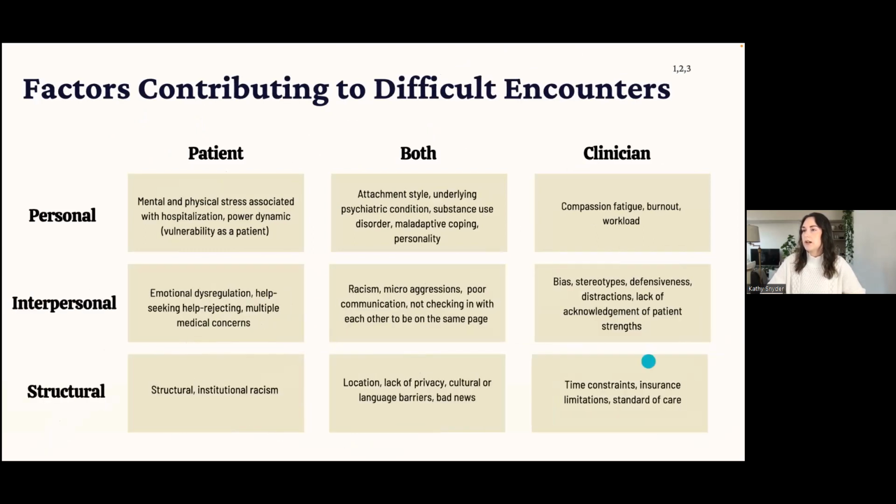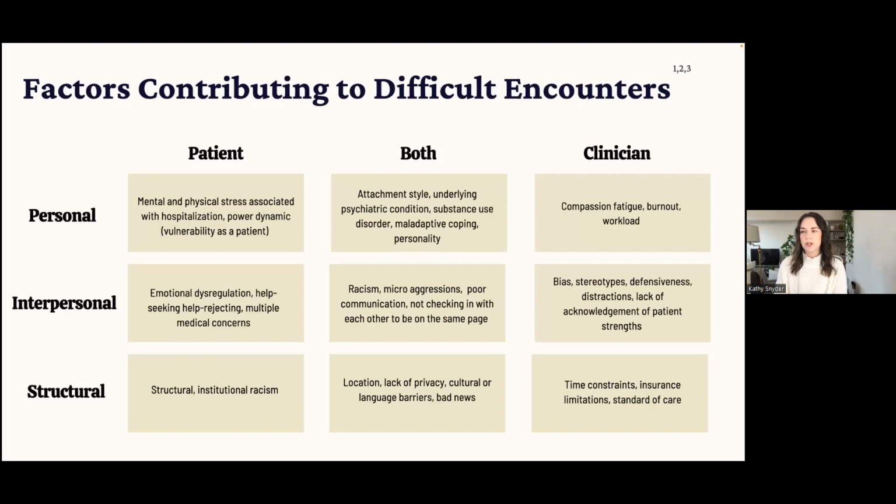And so, in thinking about factors contributing to difficult encounters, this is probably one of the more important slides, I would say, in the presentation. It is based on a couple of resources, but I've adapted it to fit the model that I use in my mind every time I see a patient. So we have to think about factors that are within the patient, factors that are within the clinician or the provider, and then factors that exist structurally that are in some cases outside of our control. And we can break these down into personal and interpersonal. So things that are just to the person, and then things that are going to impact the way that you communicate with each other.